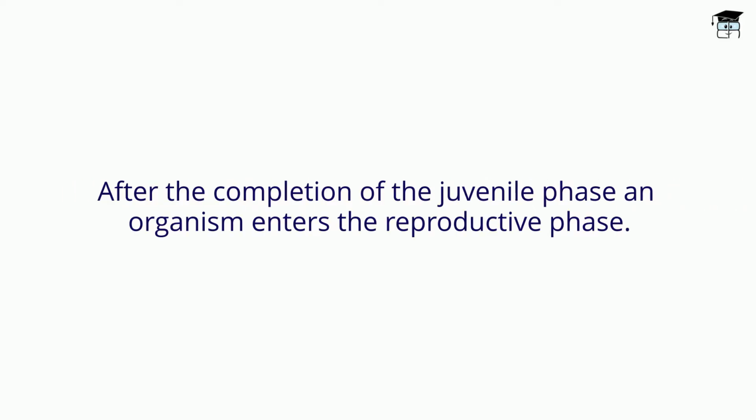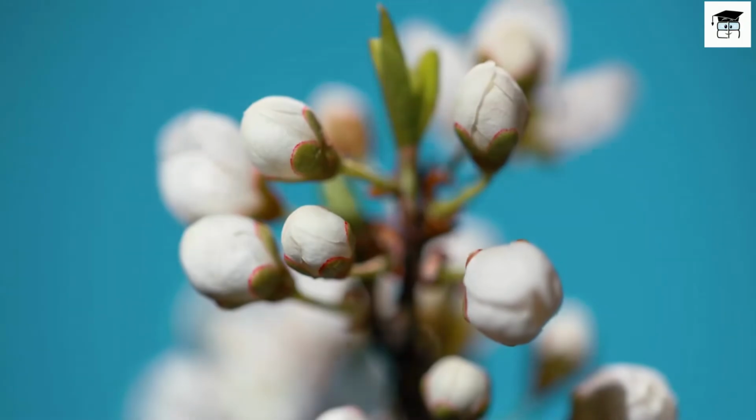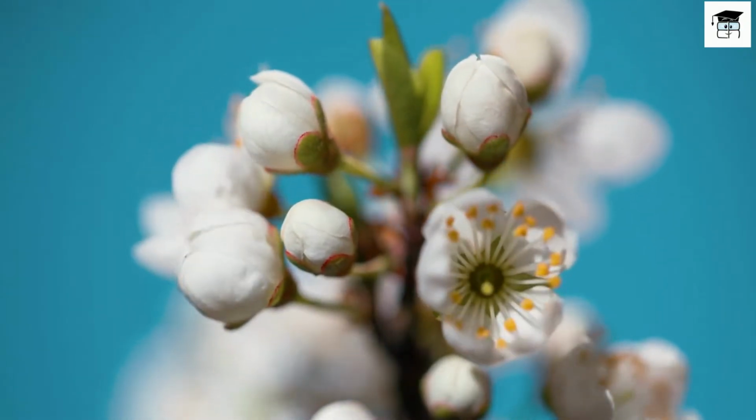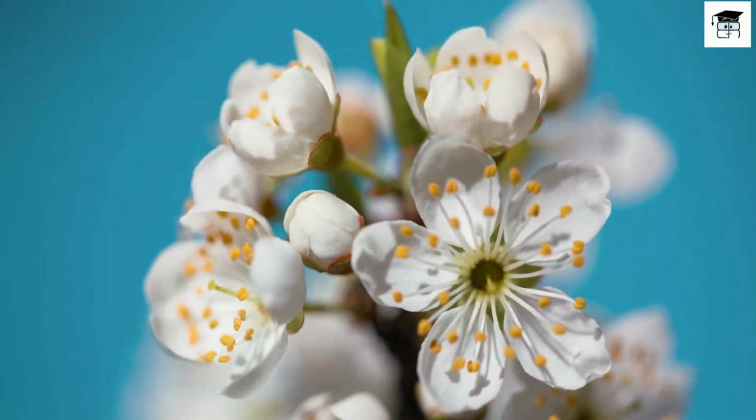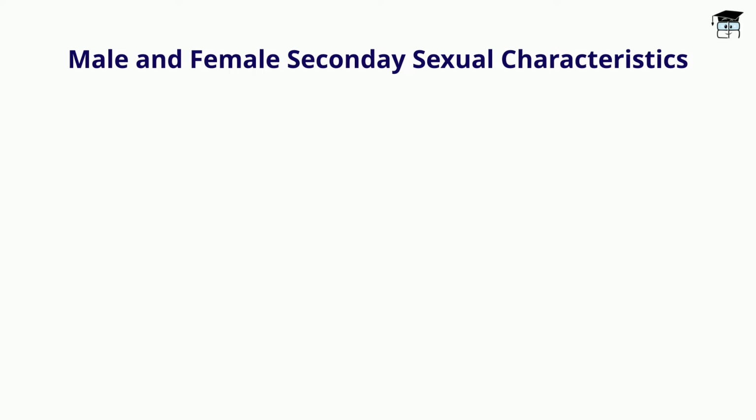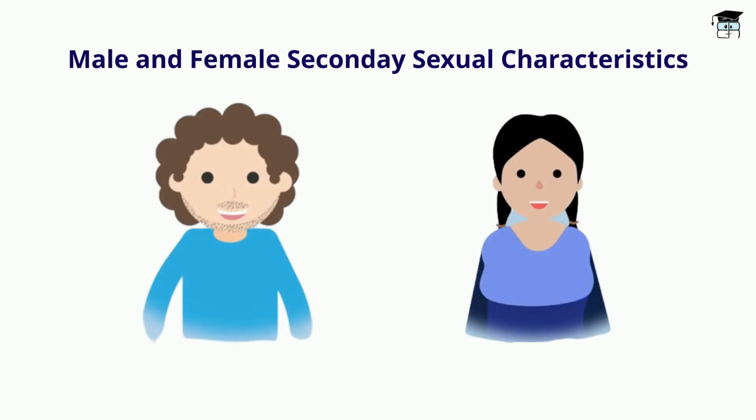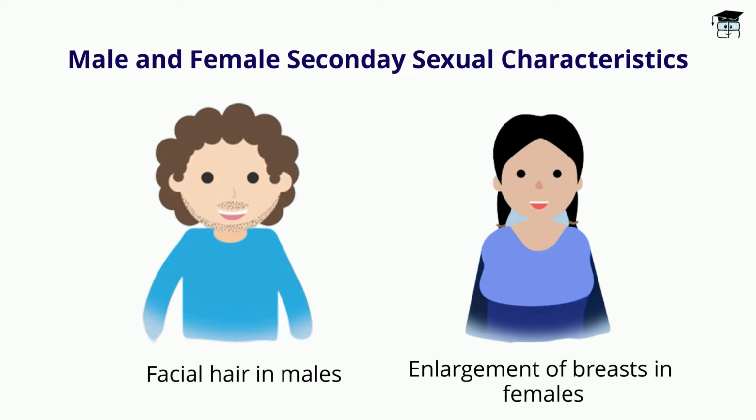After the completion of the juvenile phase, an organism enters the reproductive phase, which is marked by the appearance of flowers in the case of plants, and just as plants, even animals show such morphological changes, that is, development of male and female secondary sexual characters, such as facial hair in males and breasts in females. This phase results in the reproduction and production of new offspring, which vary in different organisms.